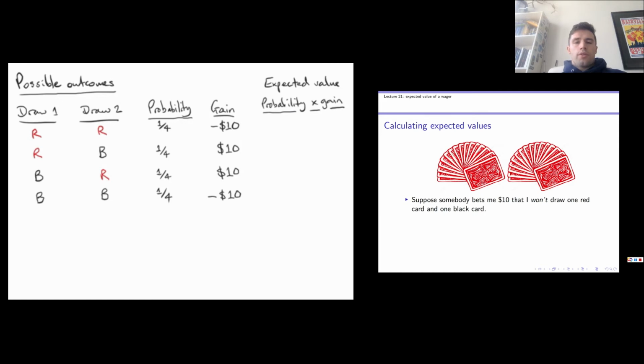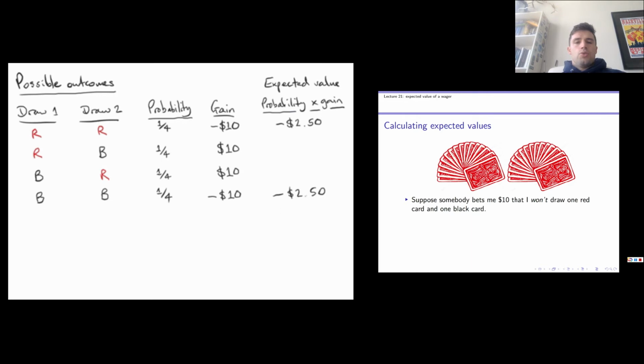Let's look at outcome 1. To calculate the expected value of outcome 1, all we do is multiply the probability of outcome 1 happening by the gain we make on outcome 1. The probability of outcome 1 is 1/4 and the gain is negative $10. So 1/4 times negative $10 is a gain of negative $2.50, or a loss of $2.50. Notice that this is exactly the same expected value as outcome 4 because the probabilities and gains are identical in outcomes 1 and 4. So we can fill in that as negative $2.50 as well.